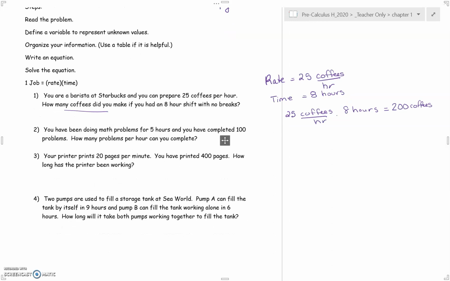All right, so for number 1 then, if you have 25 coffees per hour times 8 hours, notice that you made 200 coffees. Another way to look at it would be to look at the units. Notice that the hours cancel out and you're left with 200 coffees.